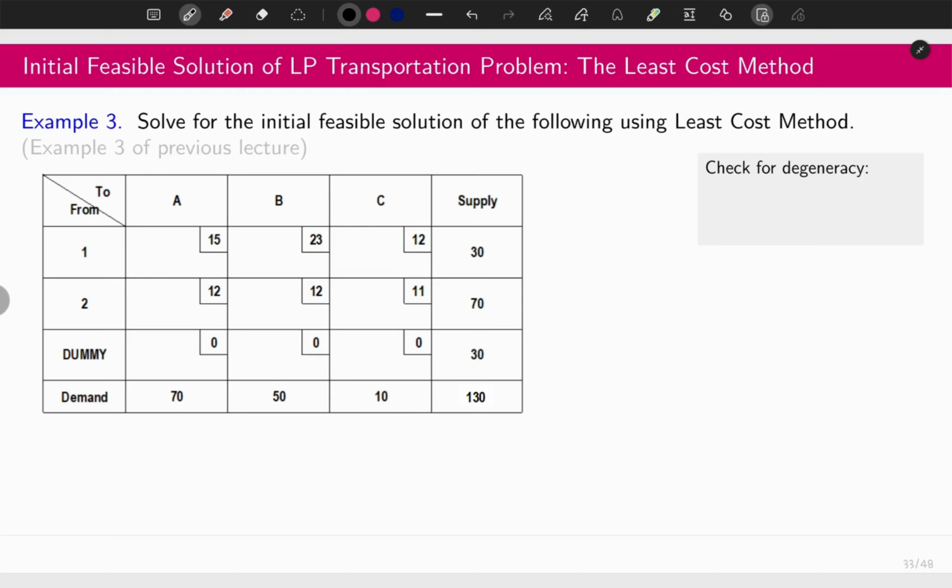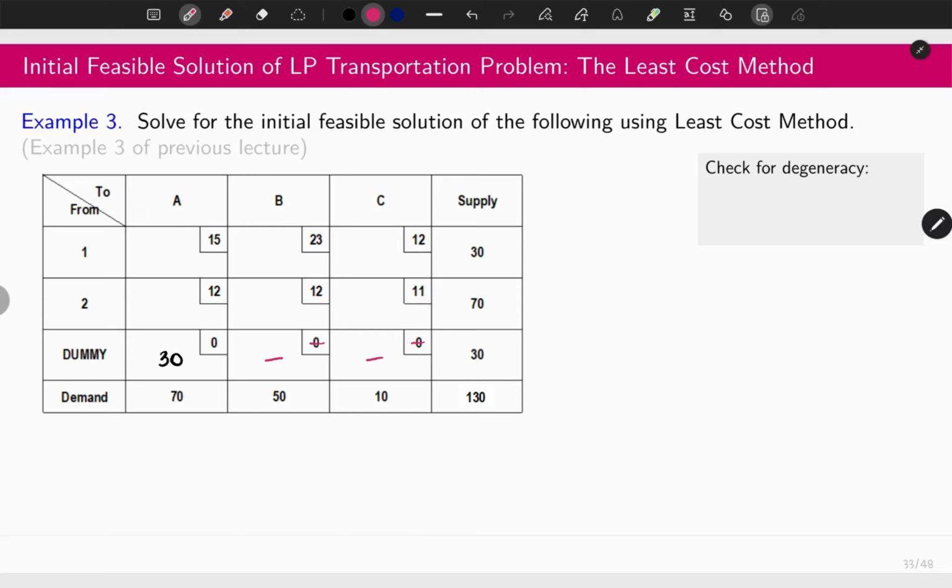Example 3. Solve for the initial feasible solution. Again, here is our tableau. Choose the least cost. Okay, the least costs are of course the 0, 0, 0. Okay, again, let us choose the ones that with the highest demand. Okay, I'll choose this one. Again, you can choose this exercise. So now, let us cross this out.